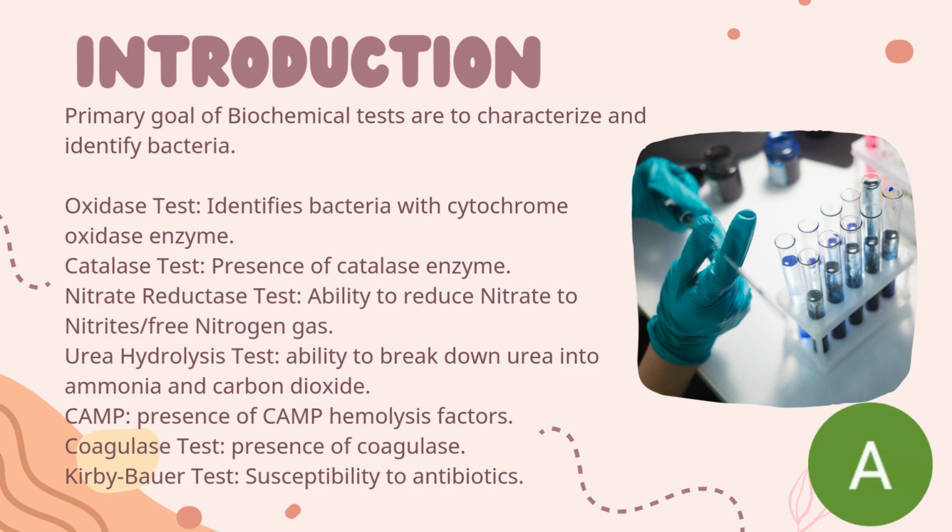The urea hydrolysis test looks for an organism's ability to break down urea into ammonia and carbon dioxide. The CAMP test tests for the presence of the CAMP hemolysis factors. The coagulase test tests for the presence of simply coagulase. Last but not least, the Kirby Bauer test tests for an organism's susceptibility to antibiotics.